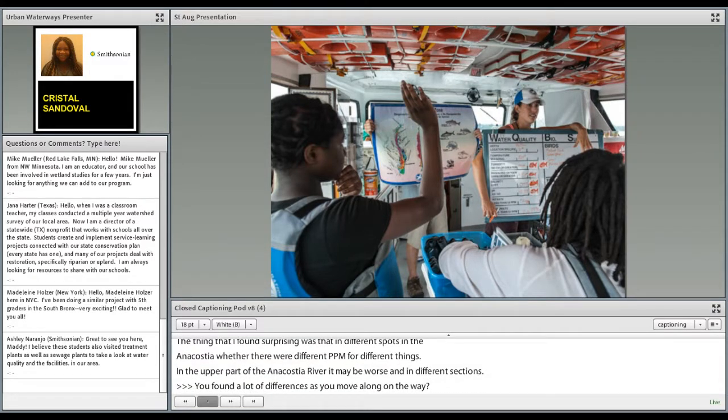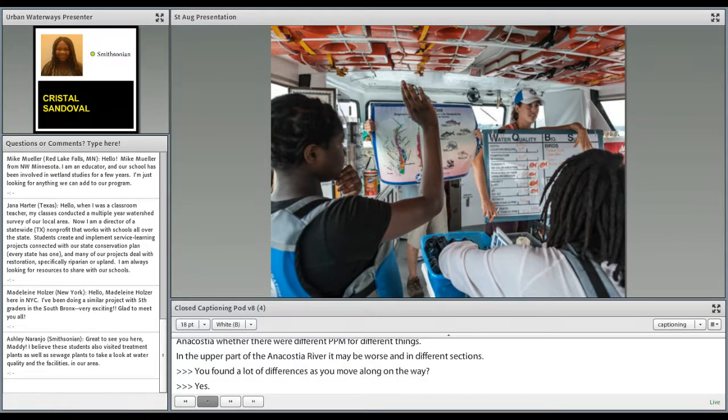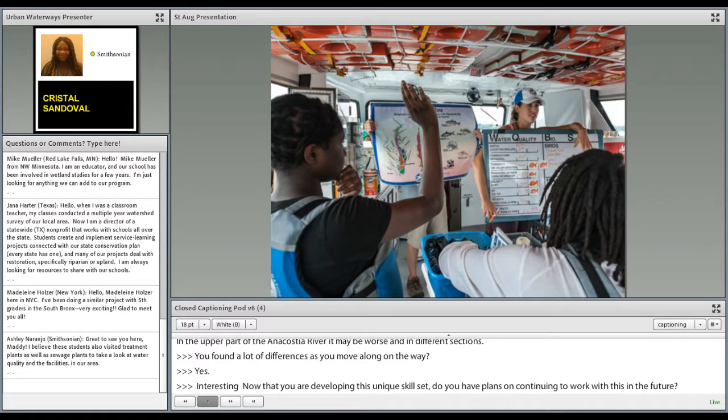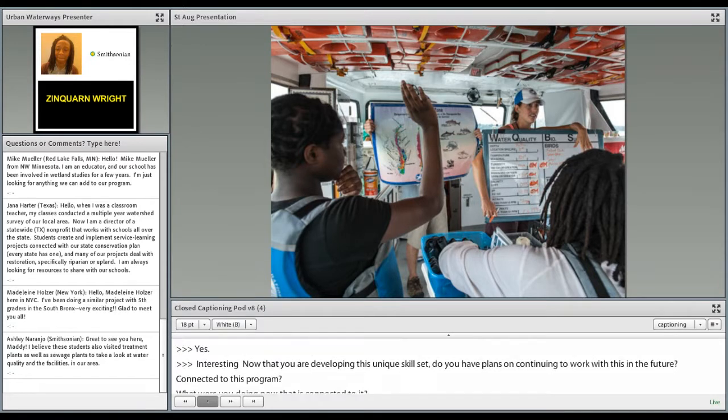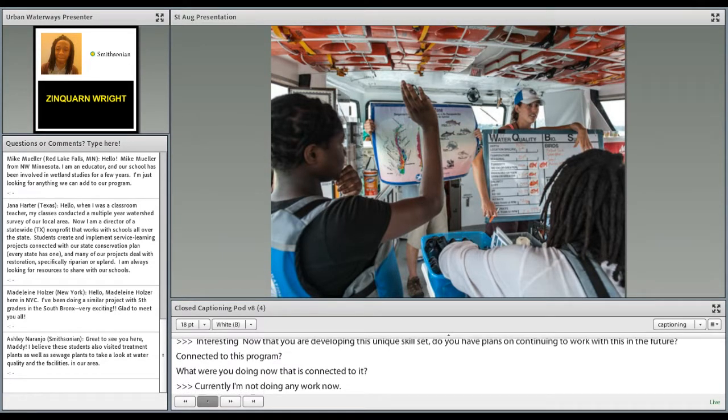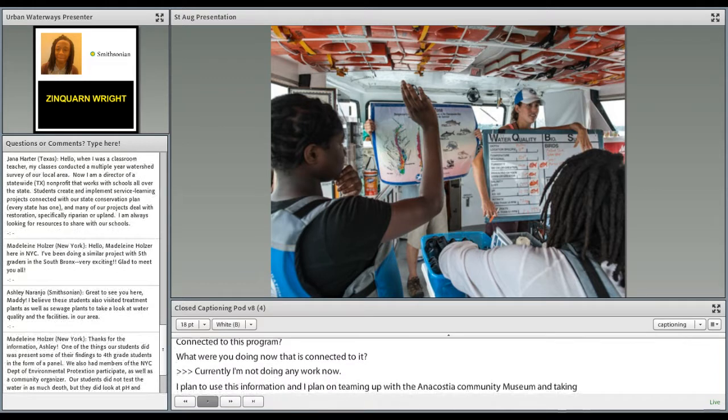Interesting. So now that you're developing this kind of unique skill set, do you have plans on continuing to work with this in the future, either connected to this program, or what work are you doing now connected to it? Well, currently I'm not doing any work connected to it, but I do plan to use this information, and I plan on teaming up with the Anacostia Community Museum and the program that we're in, and maybe digging deeper into it. At first I saw it as us finding out about it, but now I feel like we should take the next step and find a solution for it.